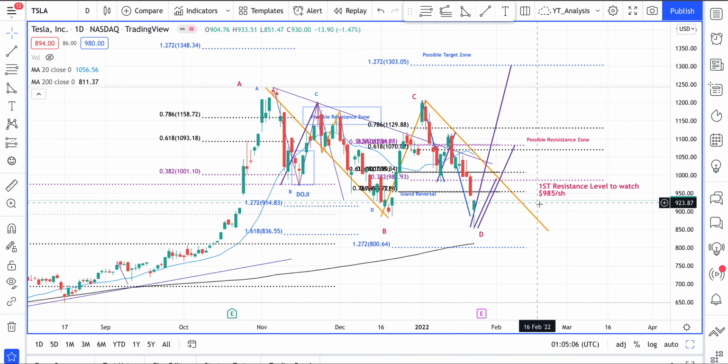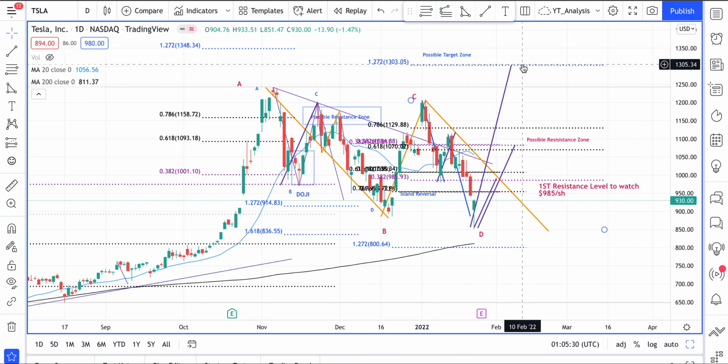But what we are really watching for is the first resistance level, because if the stock is really bearish, in that case it's going to find resistance from here and move lower. If this resistance gives up, then that's a good indication for the stock. Then we are looking at it going into this possible resistance zone, and we'll look at the price action. The upside target will be around $1300 if the price is able to clear all of that.